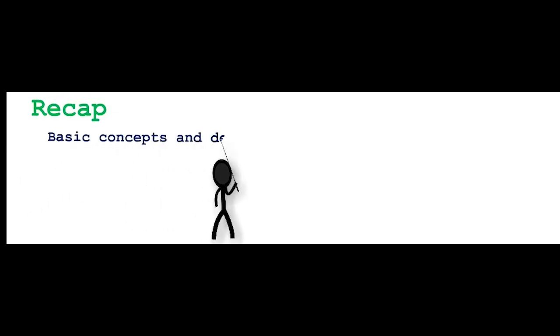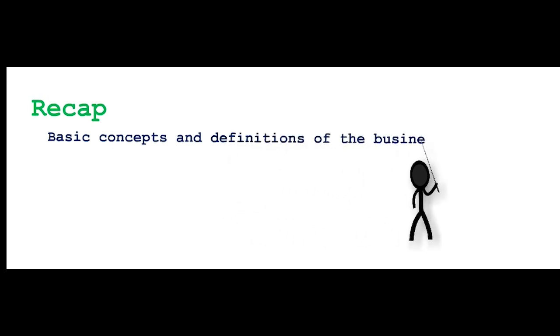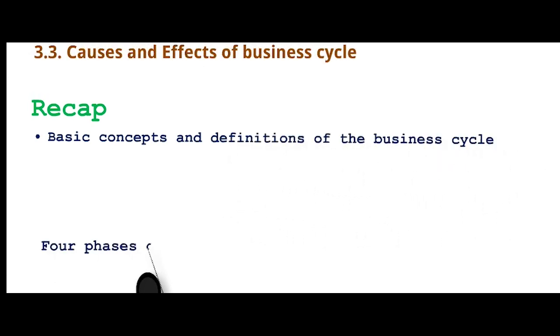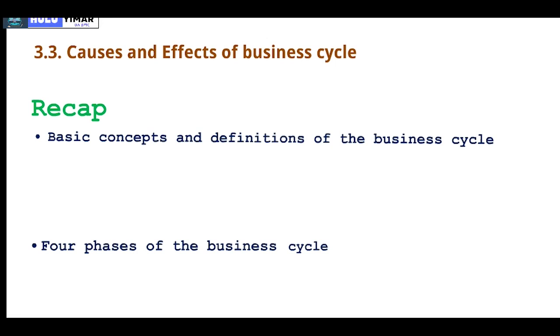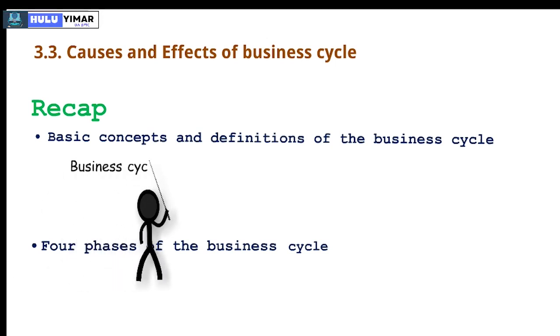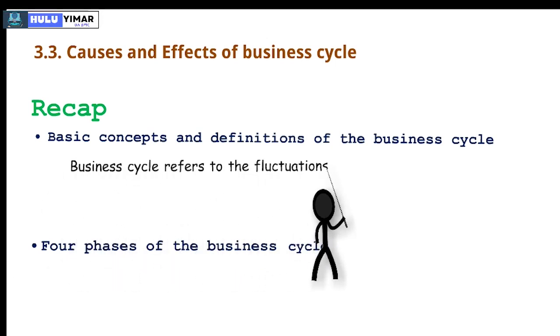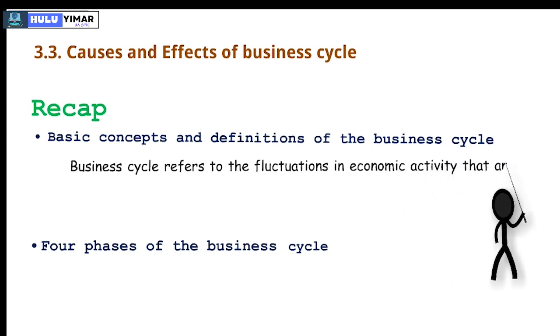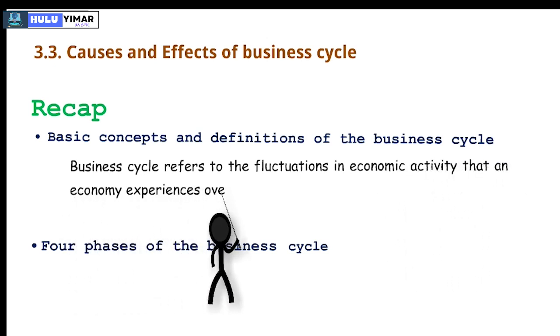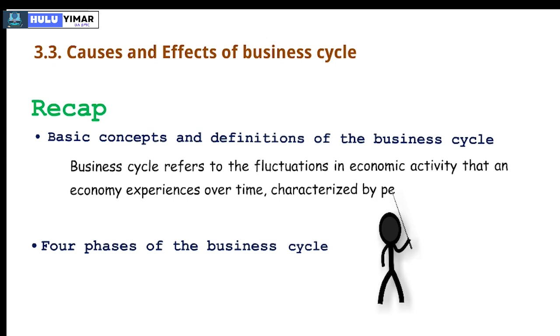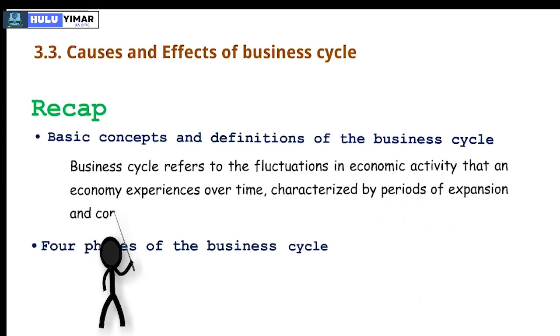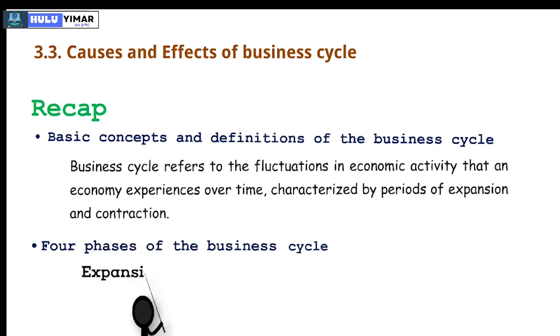Chapter of the course Microeconomics. In our previous lesson, we explored the basic concept and definition of the business cycle as well as its four phases. We learned that the business cycle refers to fluctuation in economic activity that an economy experiences over time, which is characterized by periods of expansion and contraction. We also discussed the four main phases, which are expansion, depression, recession, and recovery.